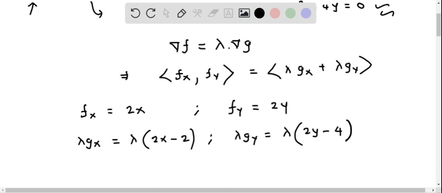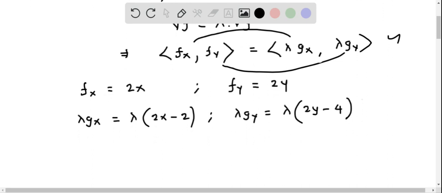So basically we get these two equations. Actually, these are the expressions of lambda g_x and lambda g_y. We have not yet formed the equation, so let's set up the equation. Using this, we can say that f_x is lambda times g_x and f_y is lambda times g_y. So when we put f_x equals lambda g_x, we will say that these two quantities are equal.